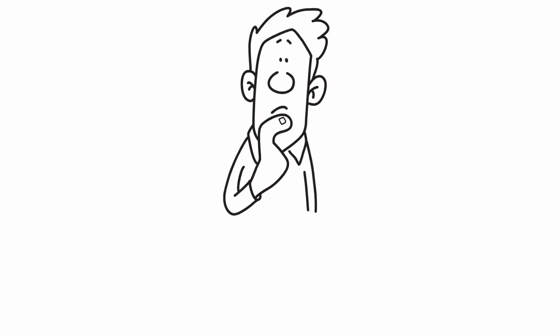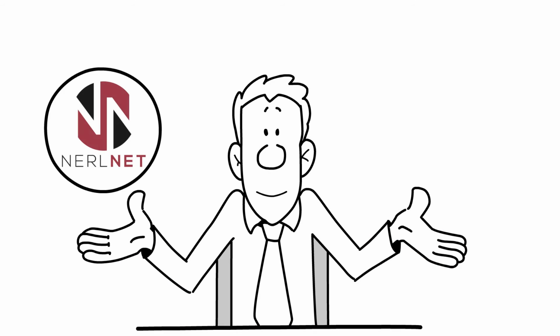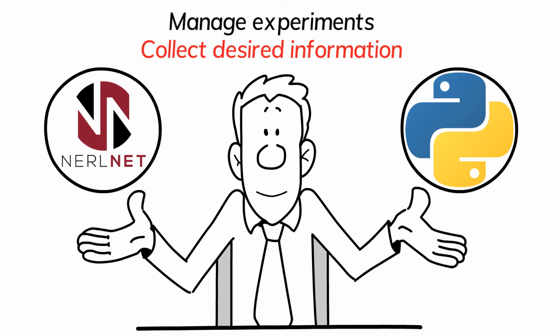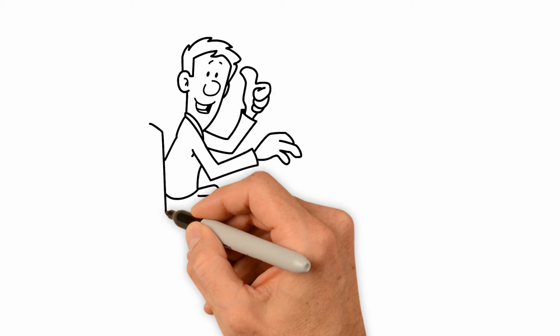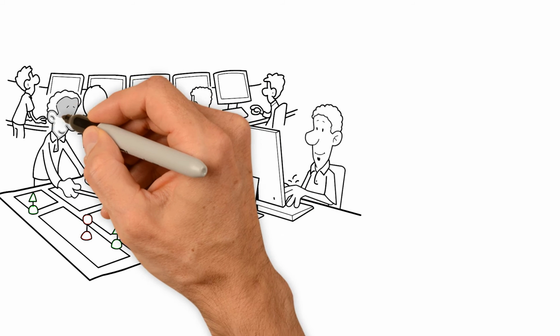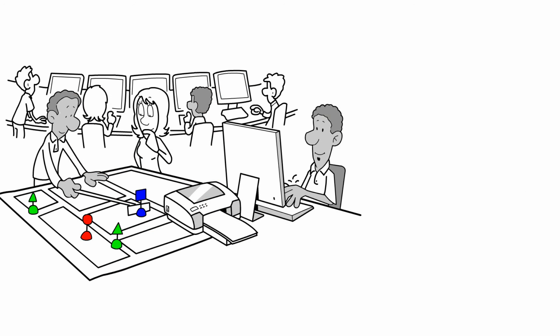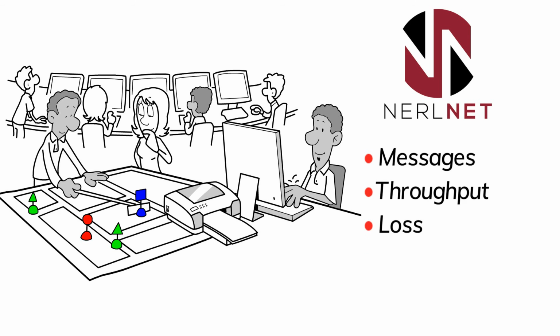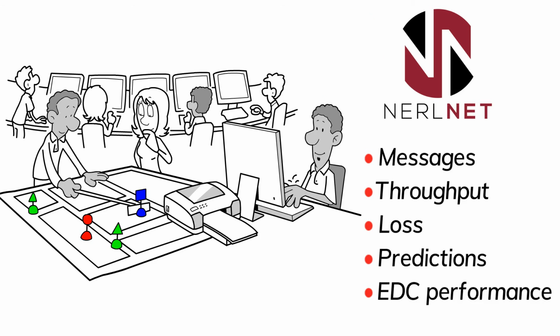How does it work? Well, Nerlnet has a simple Python API to manage experiments and collect the desired information. Moreover, it can be easily used through Jupyter Notebook. All such statistical insights are collected from the distributed machine learning network that Nerlnet executes in the form of messages, throughput, loss, predictions, and ECD performance.